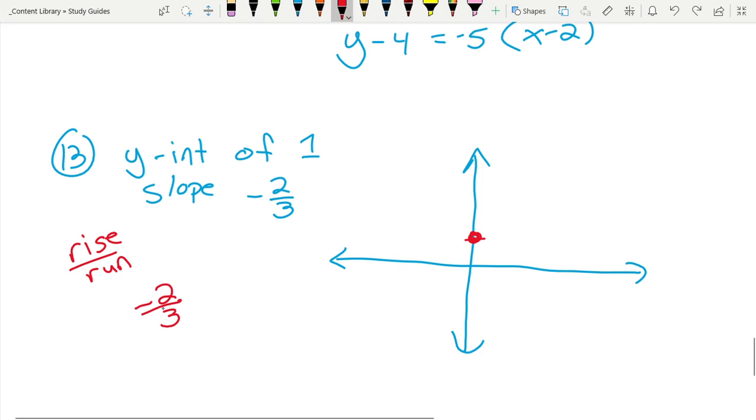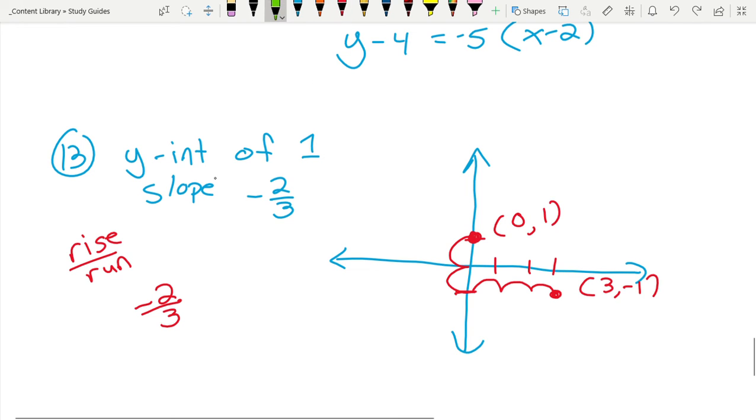So now I've got directions. I'm going to go down 2, so 1, 2. Then I'm going to go over +3 because that's a +3. So 1, 2, 3. So I go over 1, 2, 3. And that puts me at 3, -1. And this was at 0, 1.